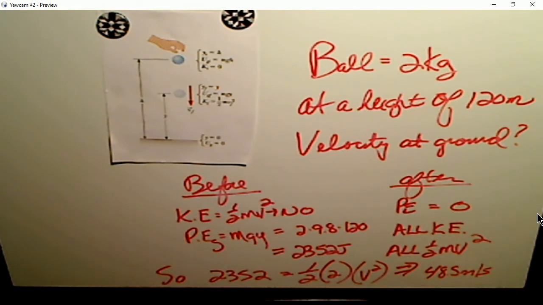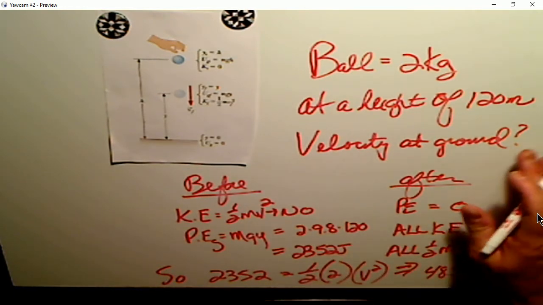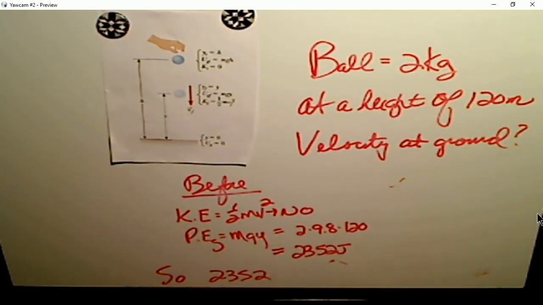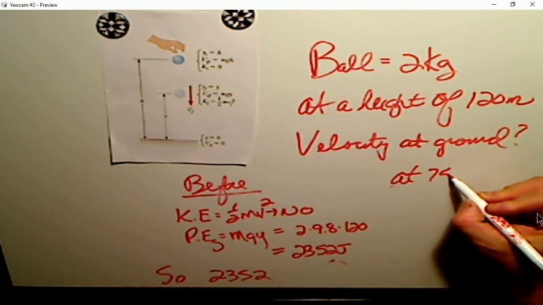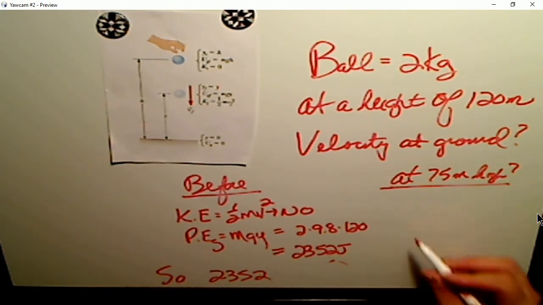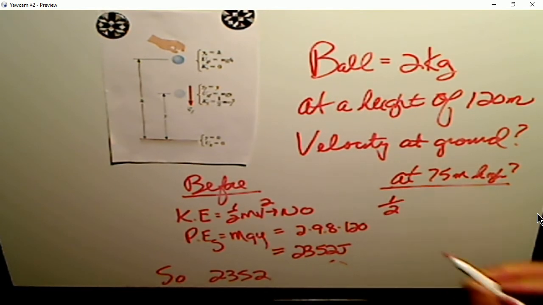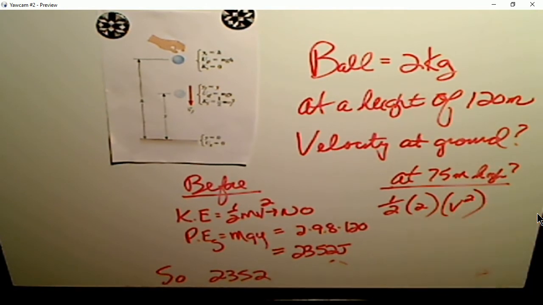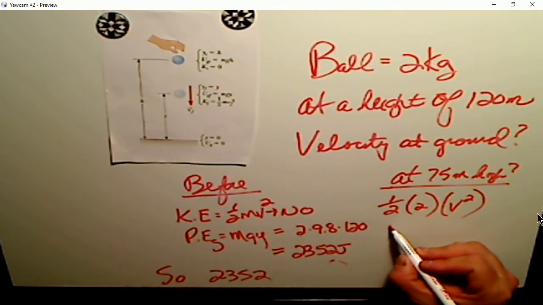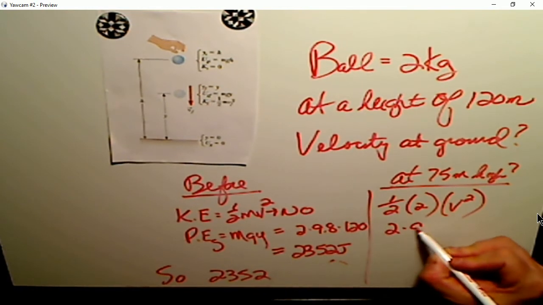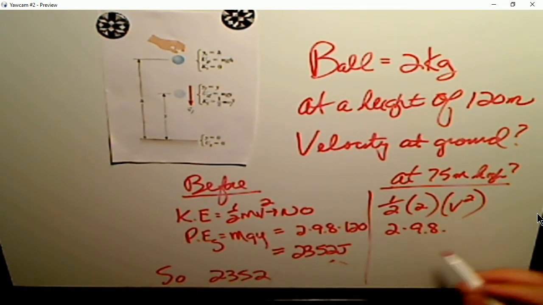Here's another interesting question we could ask ourselves. What happens if we're 75 meters up? Not at the ground. We're going to ask now the question, at 75 meters high. Well, do we have kinetic energy? Yes. It's 1/2 times the mass. We don't know the velocity. That's what we're trying to figure out. Do we have potential energy? Yes. It's, in this case, 2 times 9.8 times 75.